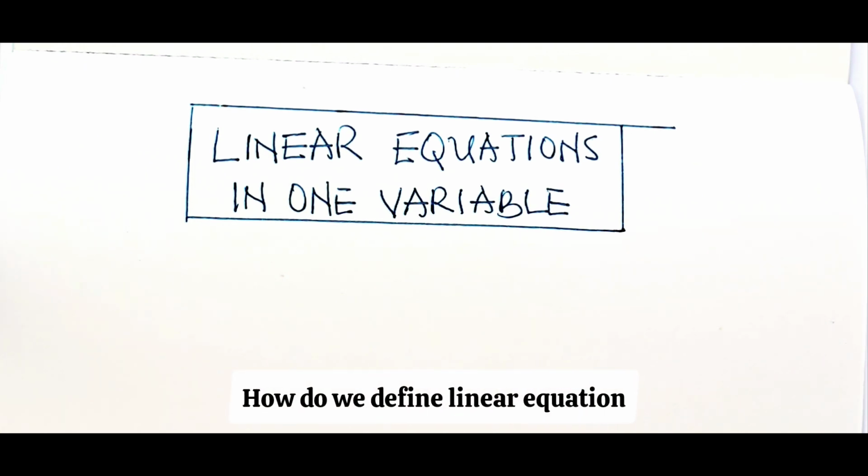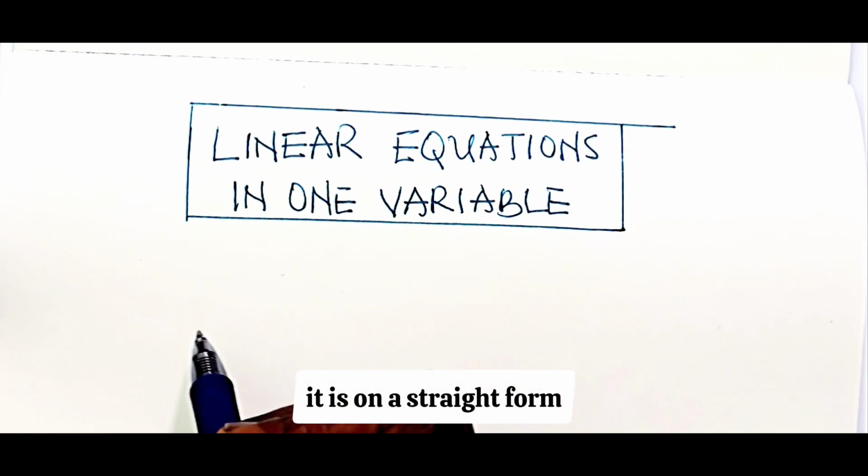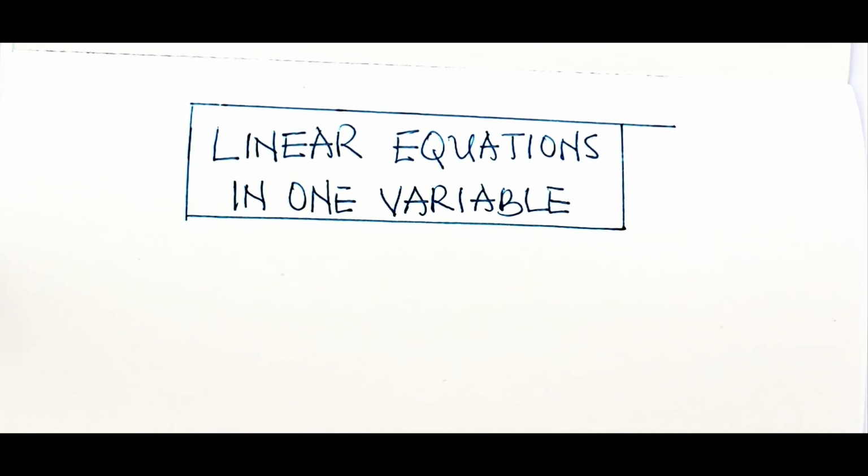How do we define a linear equation? Or what is a linear equation? A linear equation basically means an equation in a straight line. A straight line means that it is in a straight form. Linear basically means straight line.